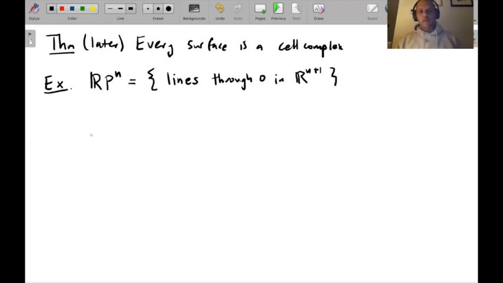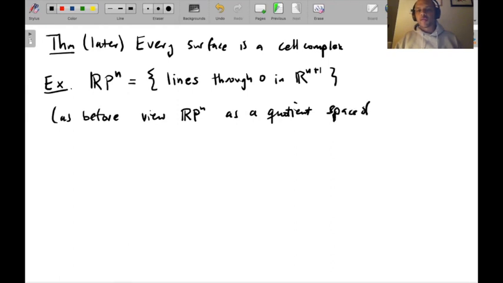Okay, so the thing I would like to explain, so as before, you view this as a quotient space of R^(n+1) minus the origin, where you get a partition just in terms of lines through the origin with the quotient topology.